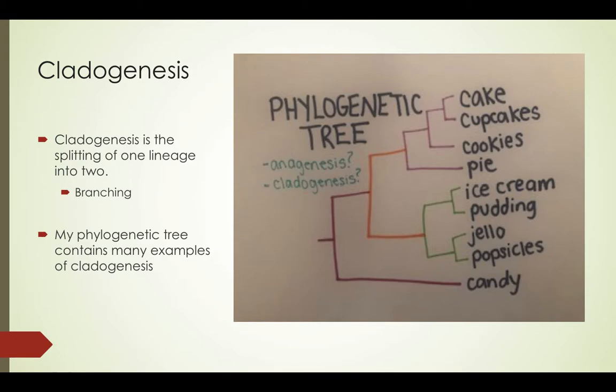Cladogenesis is when one lineage splits into 2. Judging by all of the branching on my phylogenetic tree, you can see many examples of cladogenesis.